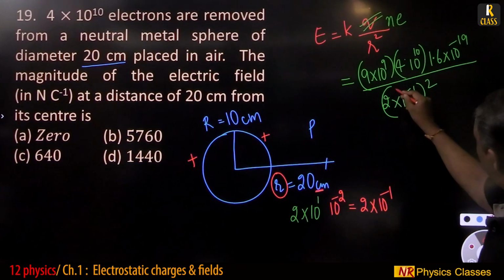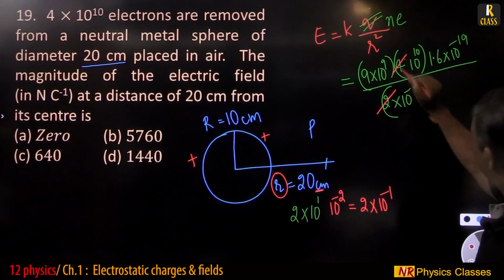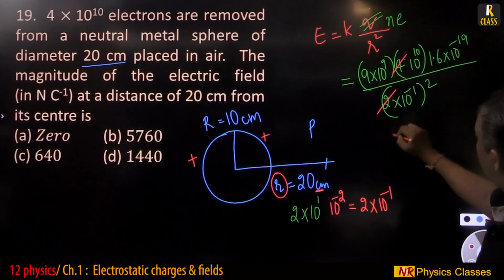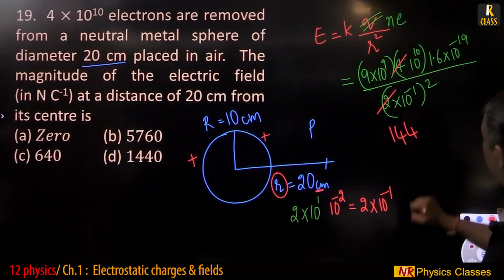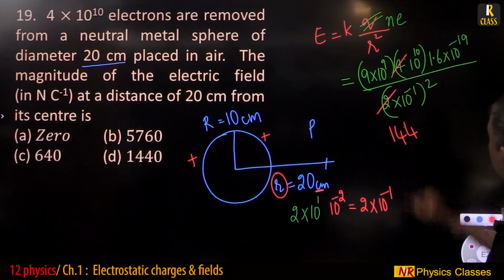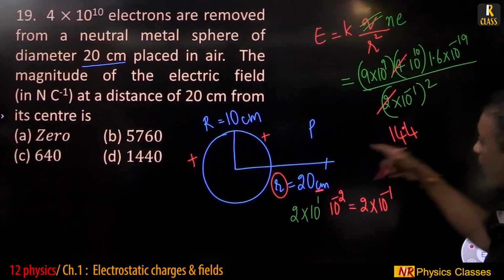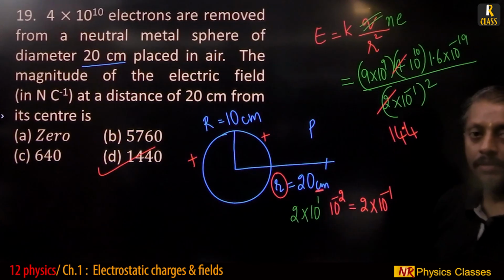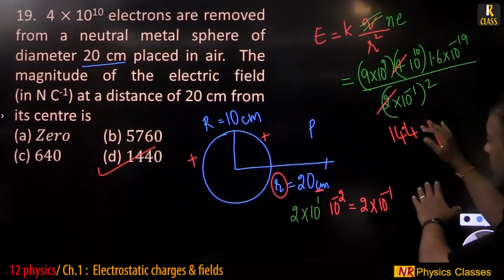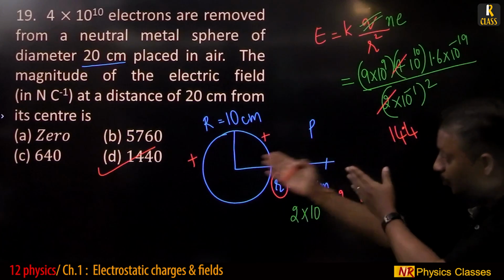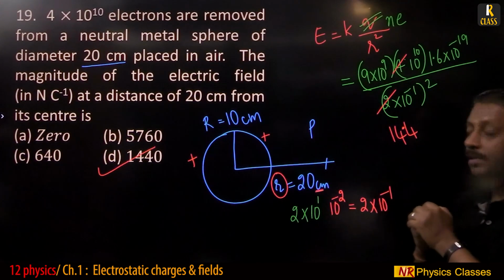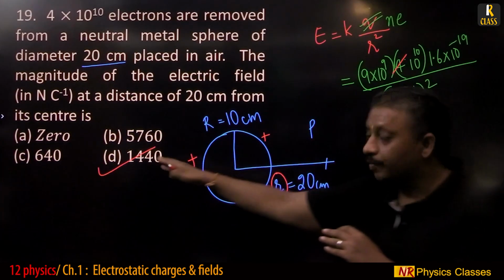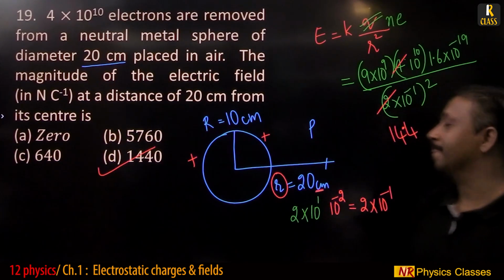2 square 4 gets cancelled. 1.6 into 9 is 144 point. 144 is here. Stop further simplification because 144 is found only in that fourth option. If you simplify fully, then also you'll get 1440. Okay, good.